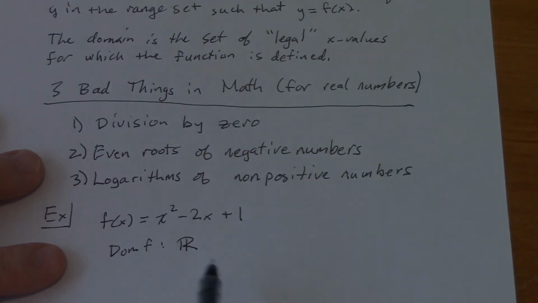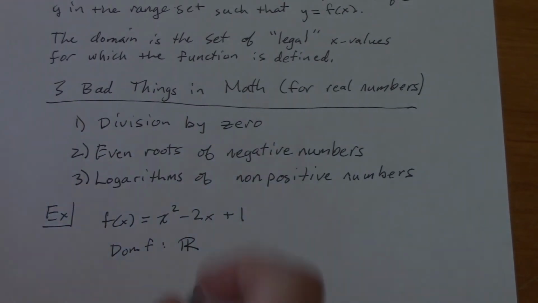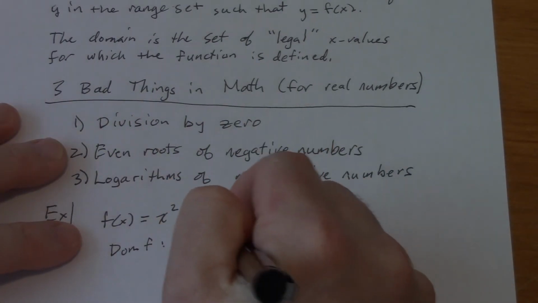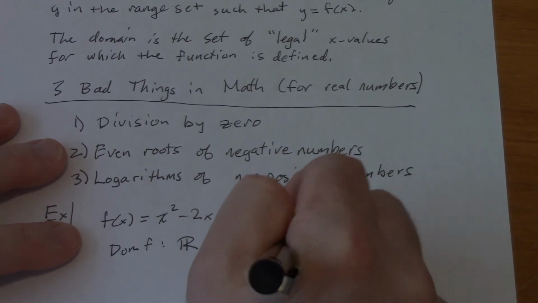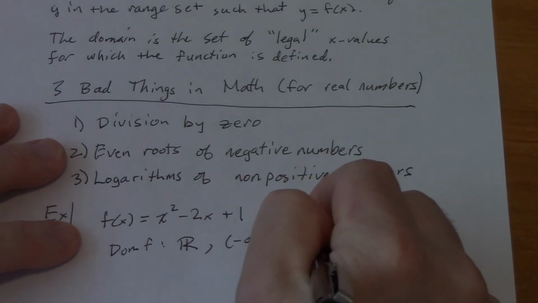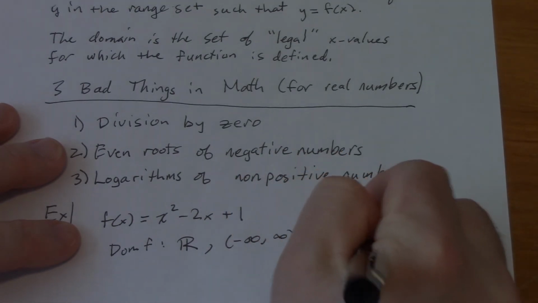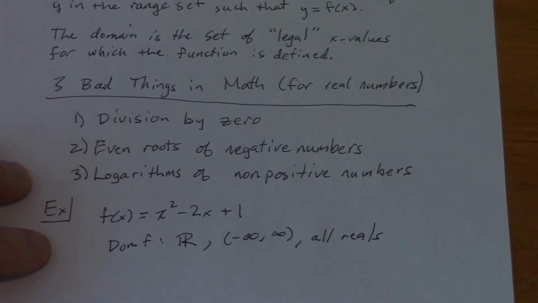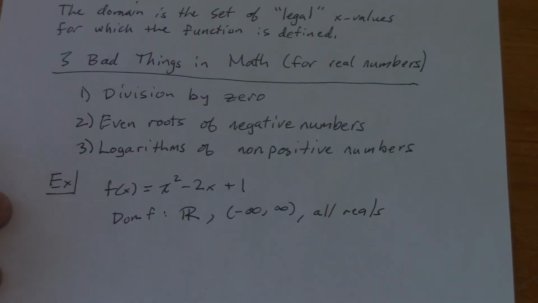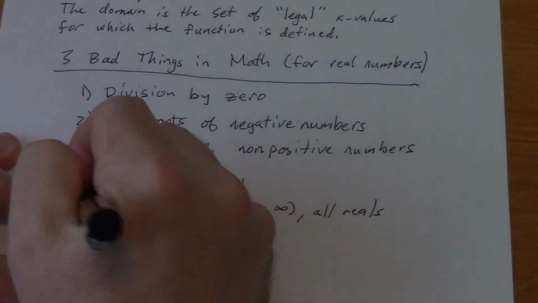Okay. Let me just say, as far as notation goes, you can write it like this. This is called blackboard script. You can say from negative infinity to infinity. That would be interval notation. Or you can literally just say all reals. I would count all three of those for full credit. Okay, let's call that example 1.